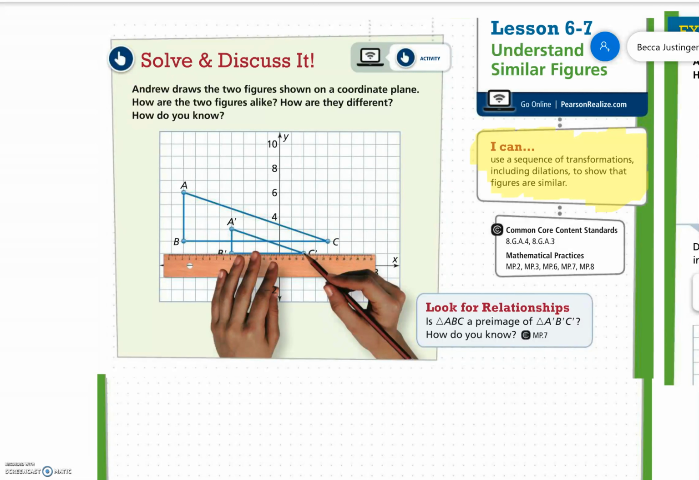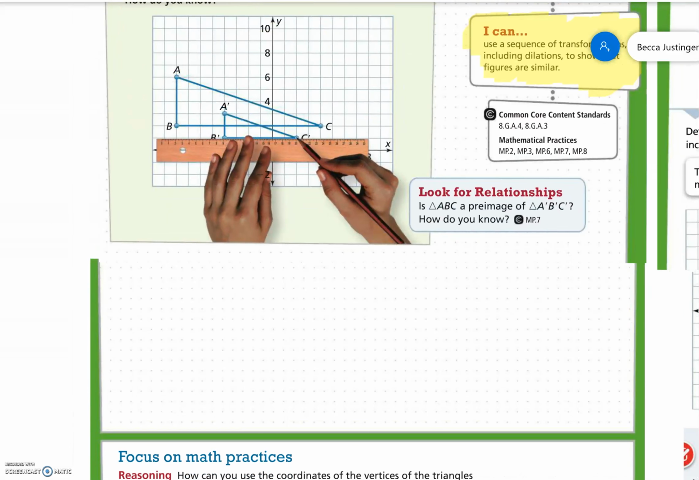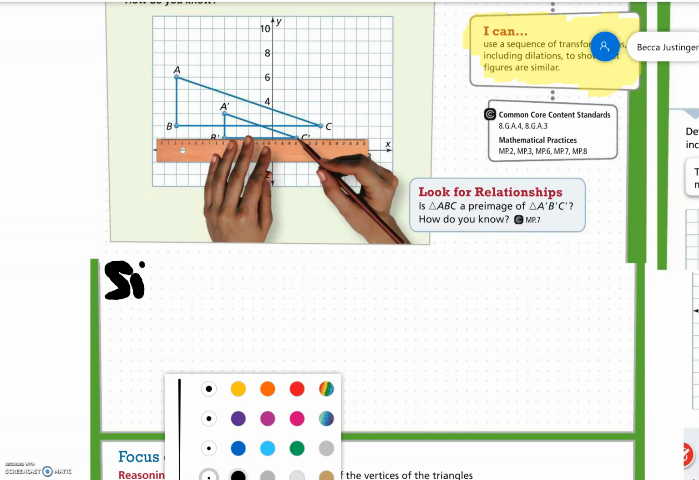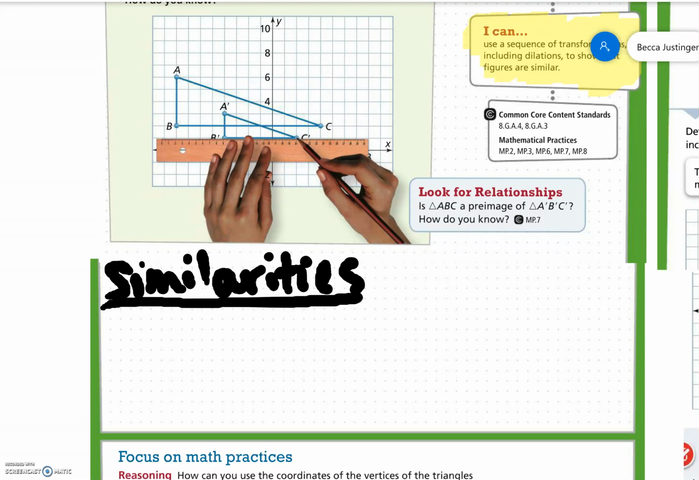Andrew draws the two figures shown on the coordinate plane. How are the two figures alike? How are they different? And how do you know? Okay, so let's find similarities and differences.